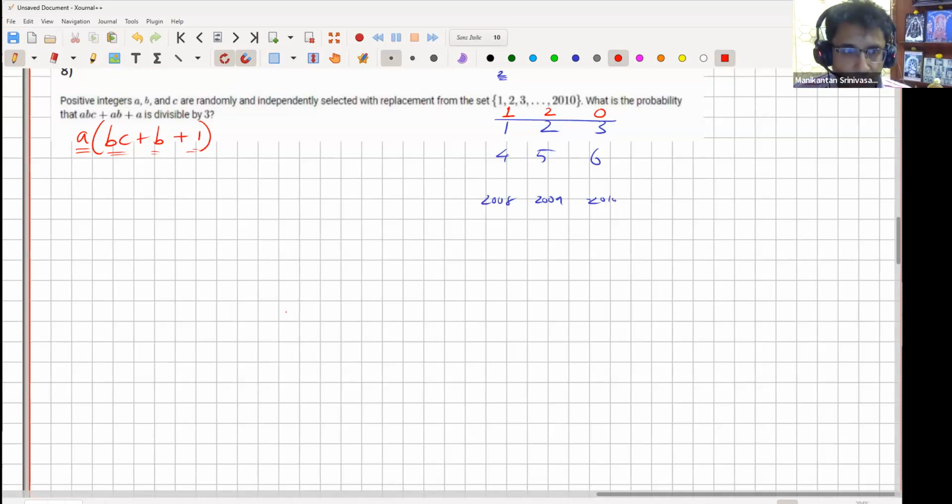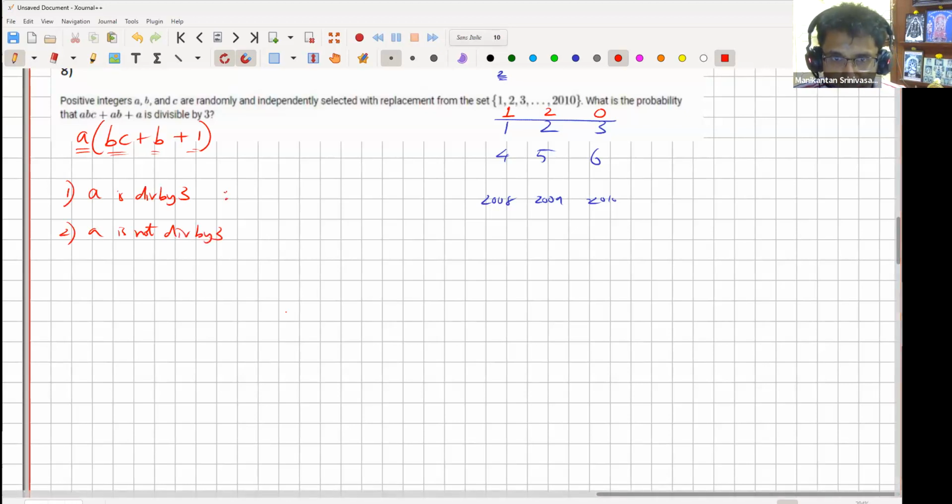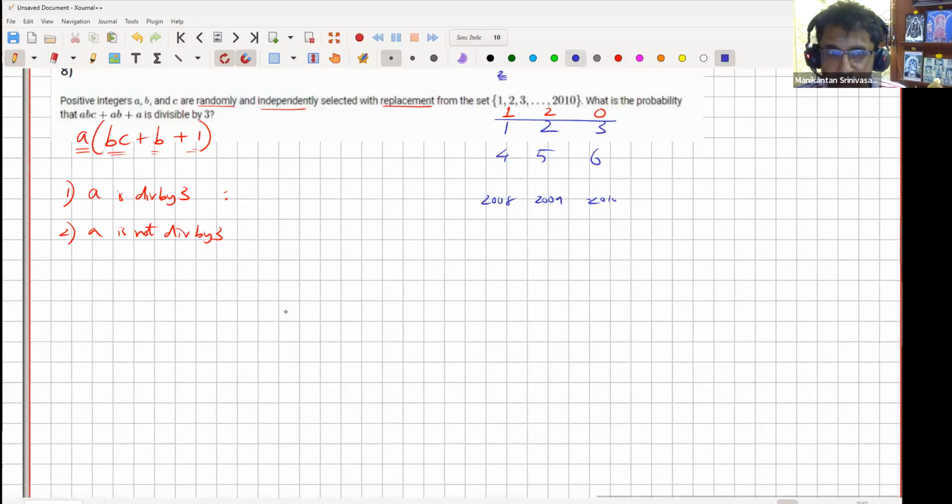So just to summarize, we can split into 2 cases. A is divisible by 3. And A is not divisible by 3. If A is divisible by 3, like you said, they're randomly and independently selected with replacement. So A, B, and C are all independent. They can be the same numbers also.